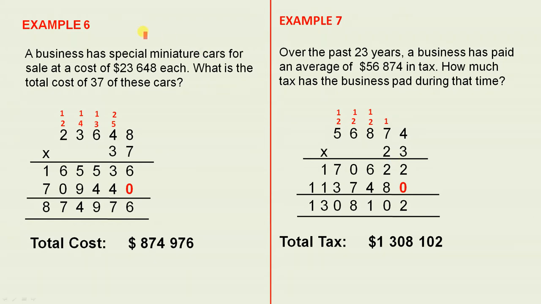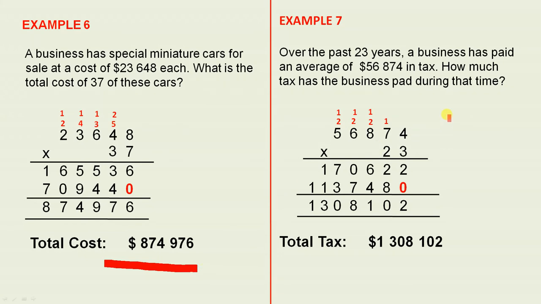Now here is a problem. This is a worded problem, and we change that into a multiplication problem. So you read the problem, and you will see that all we're doing is multiplying 23,648 by 37. We go through the process, and I've set the working out for you. So take your time and you will see that there is the total cost.